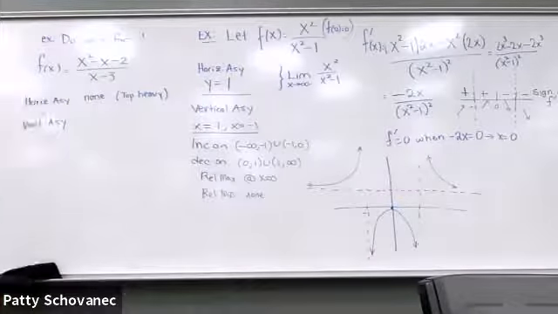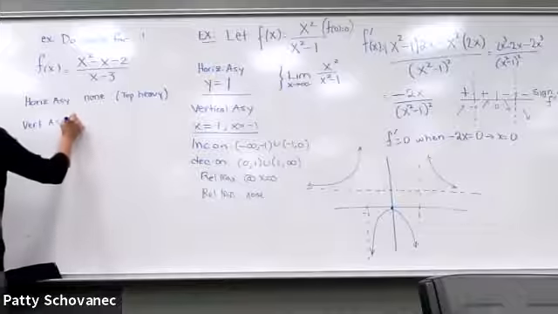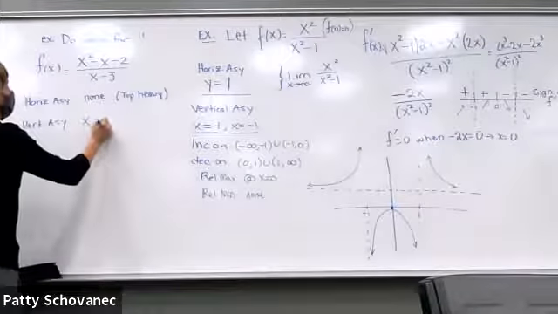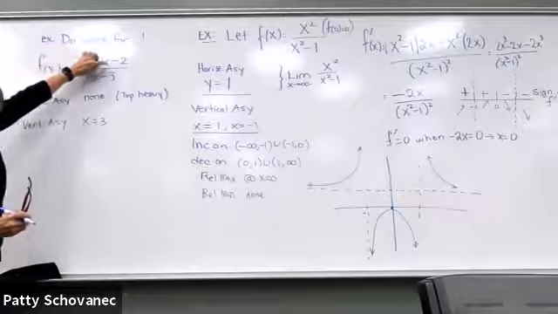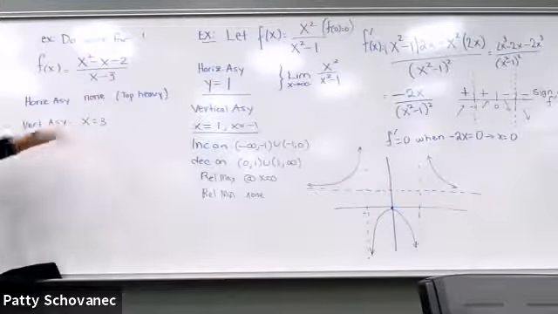There's a vertical asymptote. There's a place that makes the bottom equal to 0. x is equal to 3. You got to make sure the top is not 0 at x is 3. So let's make a quick check. 3 squared is 9, minus 3, minus 2 is not 0. So that is a vertical asymptote.